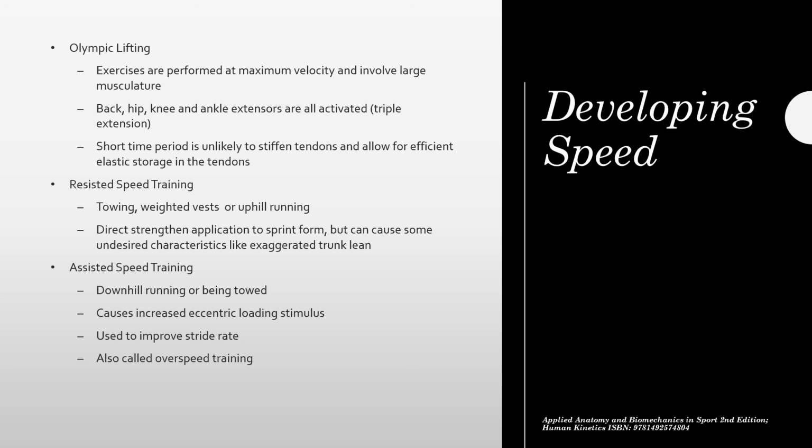All right. And then the third and final option is assisted speed training, also known as overspeed training. This is where we're trying to make the body run faster than it normally would move. So downhill running or being towed. This is going to create a large increase in eccentric loading stimulus, hence why it is called overspeed training. But because we're increasing eccentric load, it means we can also increase injury risk. It does a lot of good things for improving stride rate, but you need to be very careful using this that you don't cause injury to your athlete.